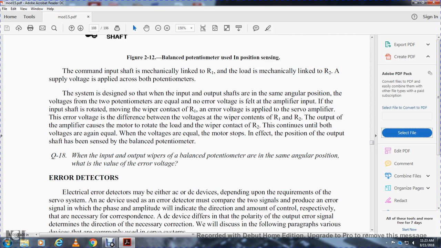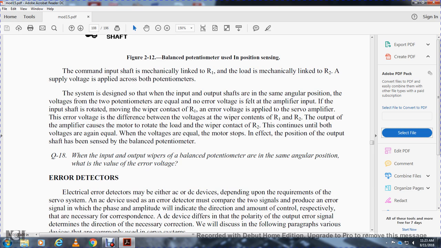The command input shaft is mechanically linked with resistor 1, and the load is mechanically linked with resistor 2. The supply voltage is applied across both potentiometers. The system is designed so that when the input and output shafts are at the same angular position, the voltages of the two potentiometers are equal, with no error voltage at the amplifier input. When the input shaft moves the wiper contact on resistor 1, an error voltage is applied to the servo amplifier.